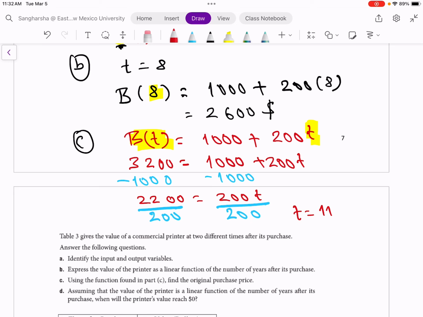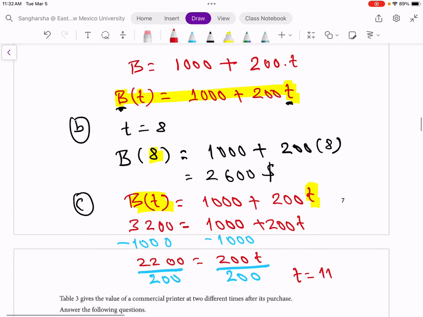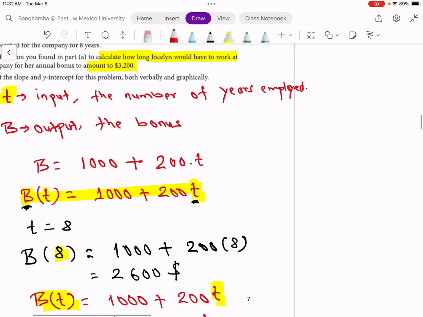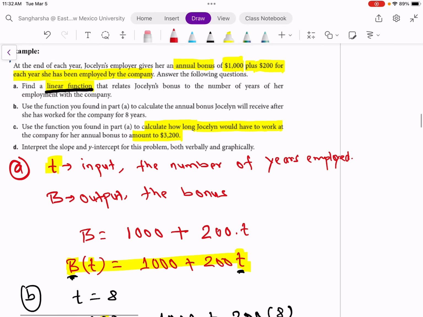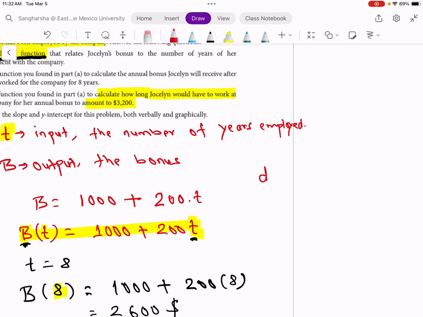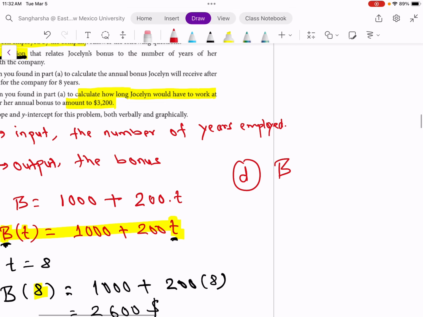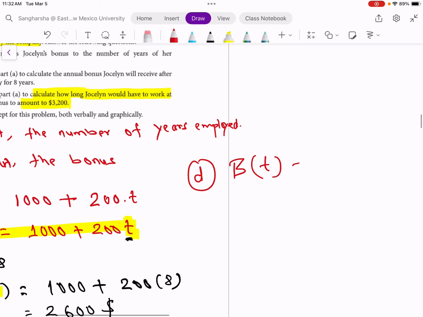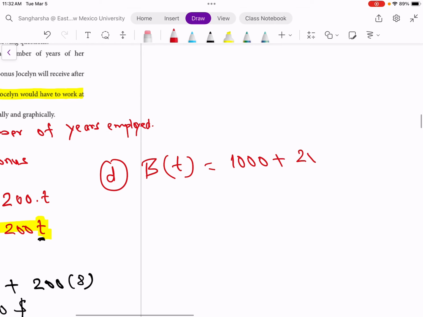Now let's go to our last part for this problem. Interpret this slope and y-intercept for this problem both verbally and graphically. For part D, let me write the bonus function. Our bonus function is 1000 plus 200t. Can I write this as 200t plus 1000? Is it okay? It's still the same thing, right?